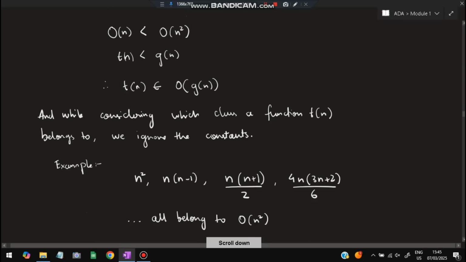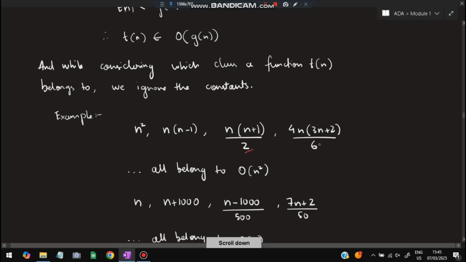Also, while considering a class or a function T of n, we have to ignore the constants. Constants means the 2s, and division, multiplication and addition. You have to ignore that. How do we ignore it? We just have to look at the n value.